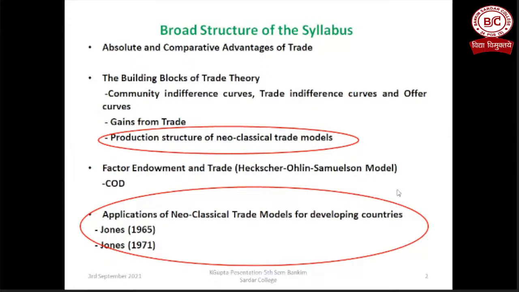And tomorrow, I shall discuss zone 71 and also a topic which is COD, which comes strictly under Heckscher-Ohlin-Samuelson model, but basically it's an application. So it also falls under application of neoclassical trade models. So zone 71 and COD, I shall discuss tomorrow. I shall discuss production structure of neoclassical trade models, which is the micro foundation, and zone 1965 model today.